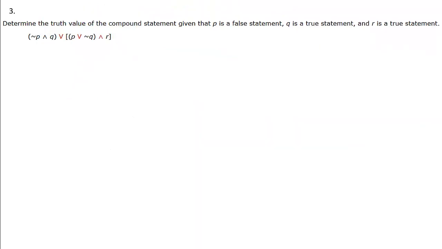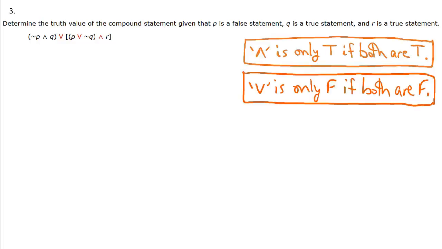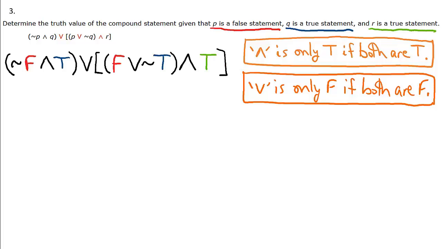Number 3. Determine the truth value of the compound statement given that P is a false statement, Q is a true statement, and R is a true statement. Remember my memory aids for and and or. And is only true if they're both true, or is only false if they're both false. I know that P is false, so everywhere you see a P, put in a false.